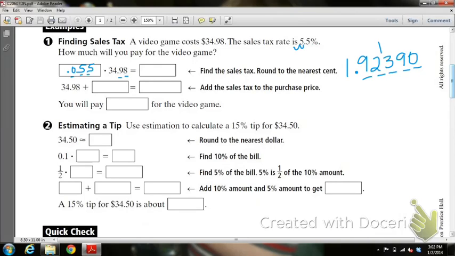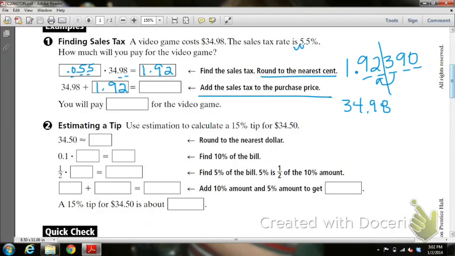Now this is money, so I only want to chop it off after 2 places. I look at this 3. Does that 3 take that 2 and round it up or keep it as a 2? It's going to keep the 2. So it says round to the nearest cent, so the tax is going to be $1.92. You want to add tax onto the purchase price.